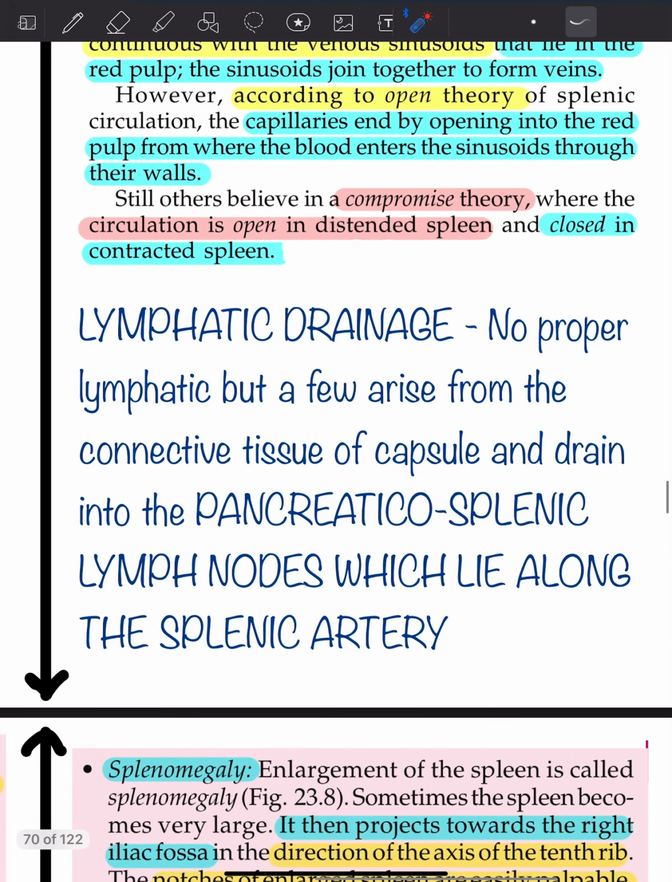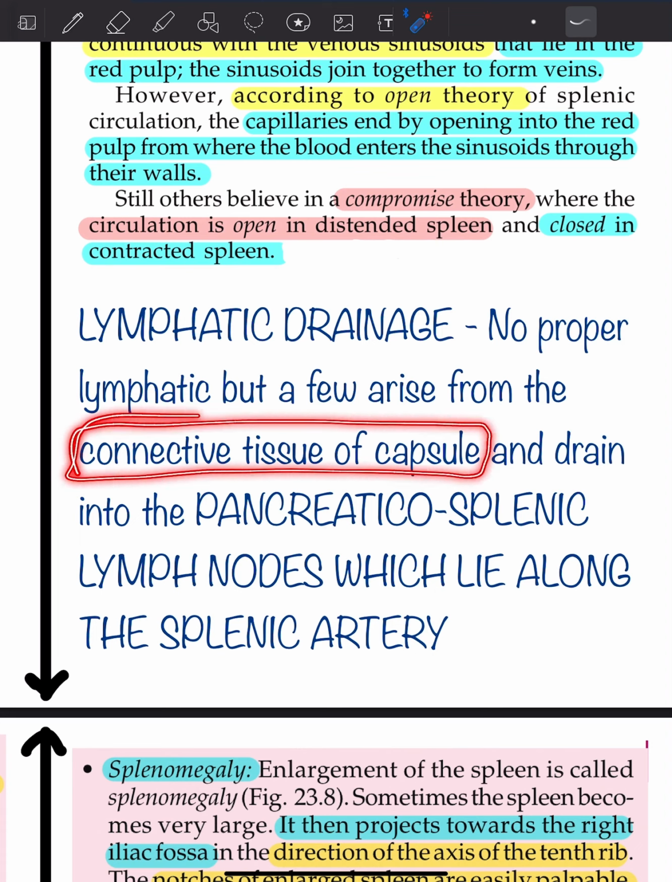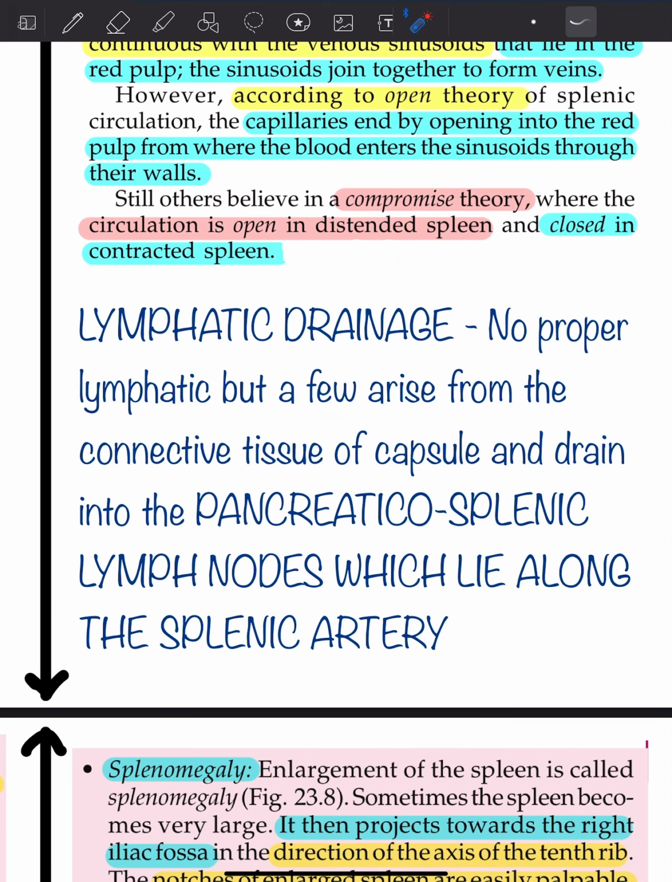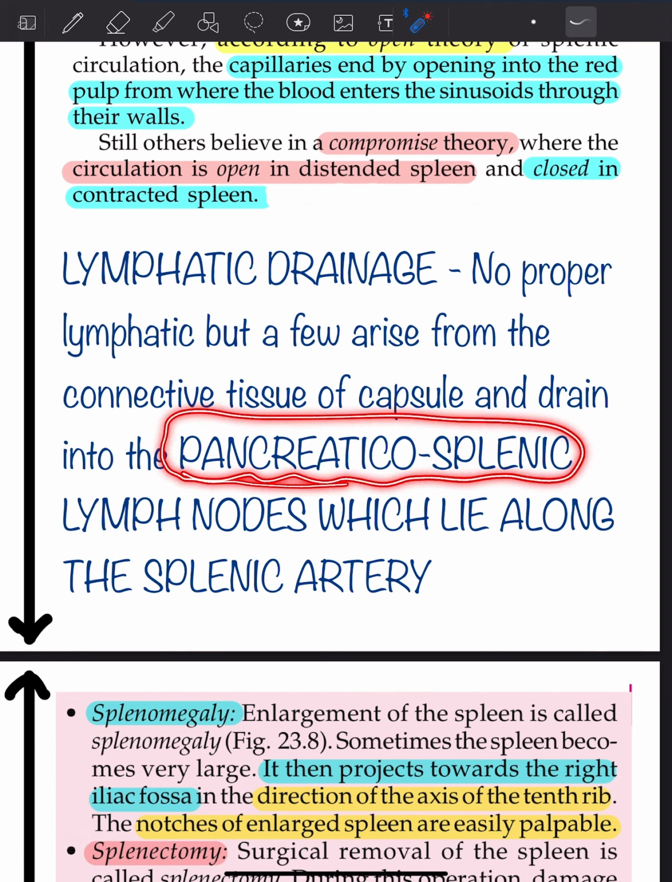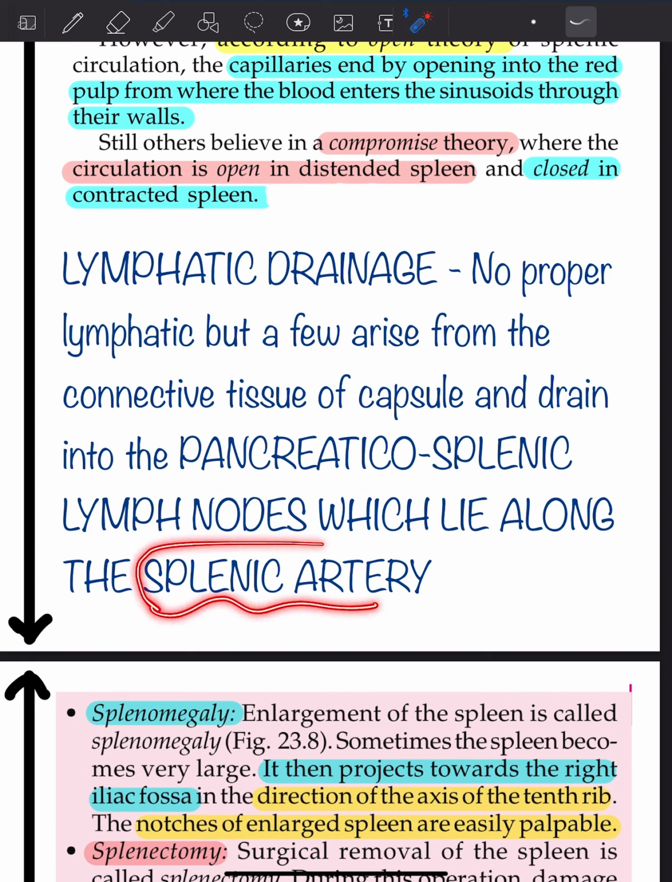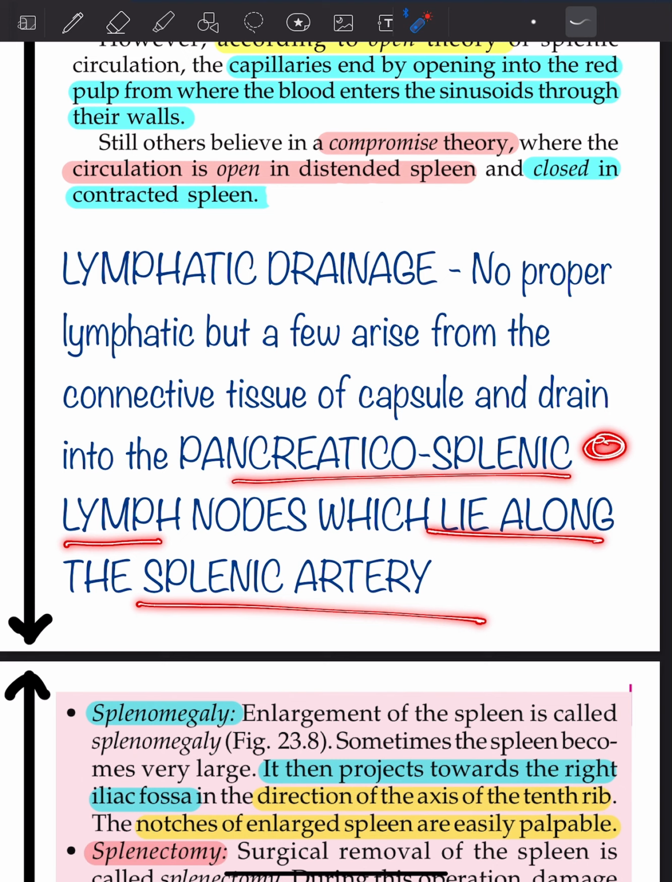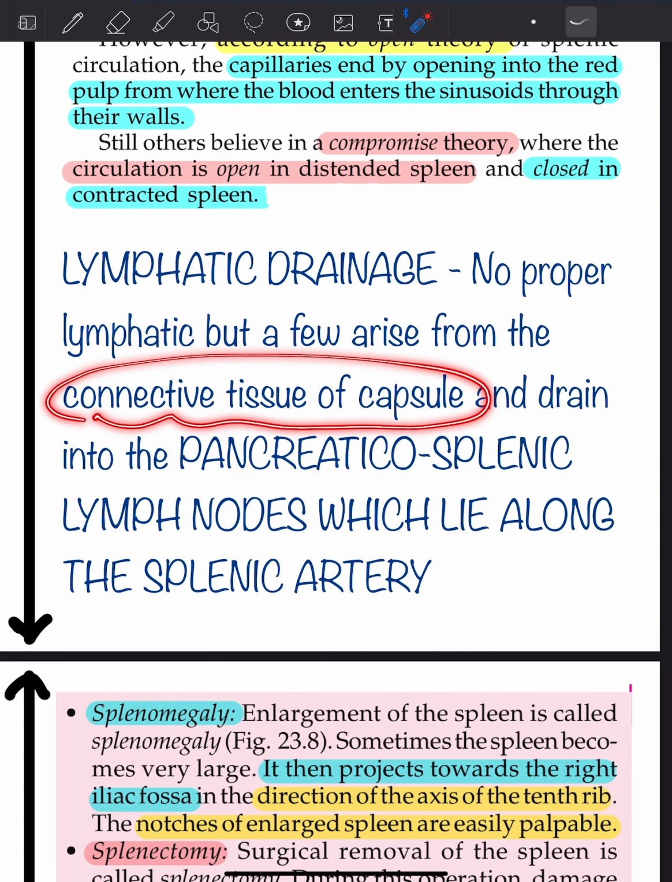Now, if we talk about the lymphatic drainage of the spleen, remember there is no proper lymphatic drainage, but a few routes from the connective tissue of the capsule. From the connective tissue of the capsule, a few lymphatics arise and drain to the major lymph node, the pancreatico-splenic lymph node. Majority of the structures drain to this, and spleen is no exception. So it drains into pancreatico-splenic lymph nodes, which lie along the splenic artery, right? It's an important point to remember that pancreatico-splenic lymph nodes lie along the splenic artery, and what drains into that? The lymph from the connective tissue of the capsule of the spleen.